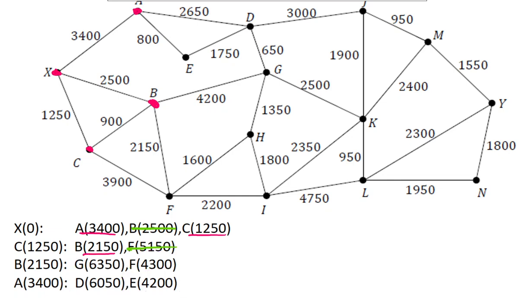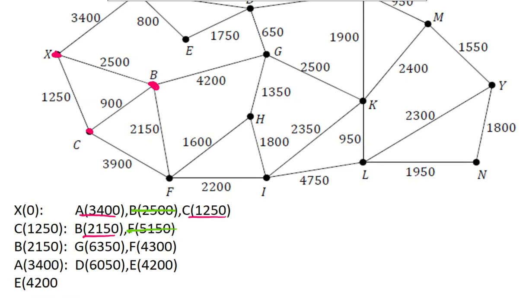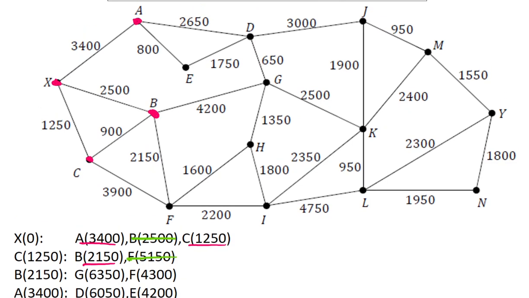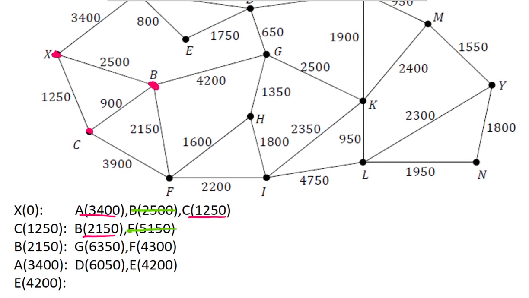So what we do now is we, again, pick the smallest one, which is our E, 4200, and see where we're going from E. And from E, there's only the 1 point D for 1750. So 4200 and 1750 is 5950. And E is visited.